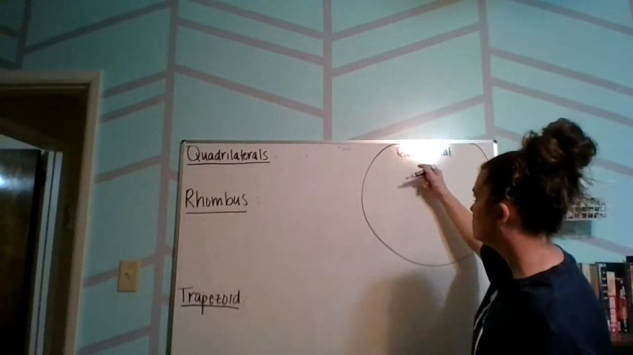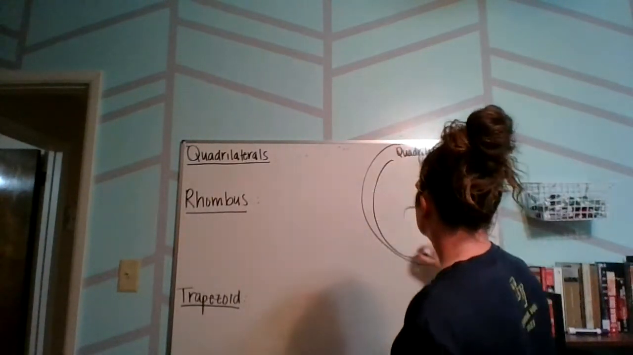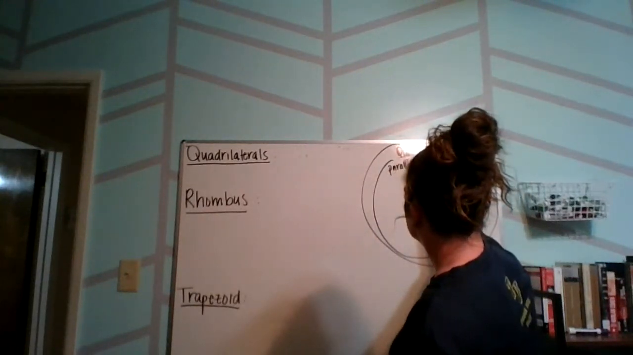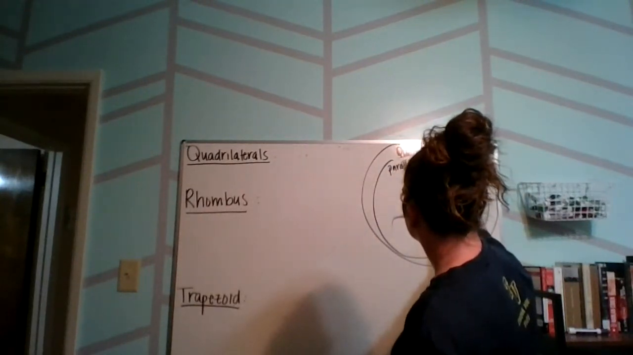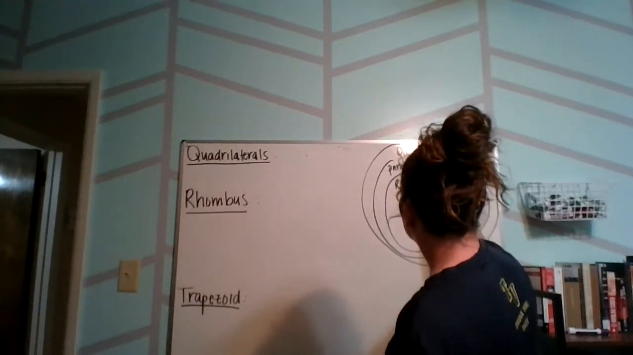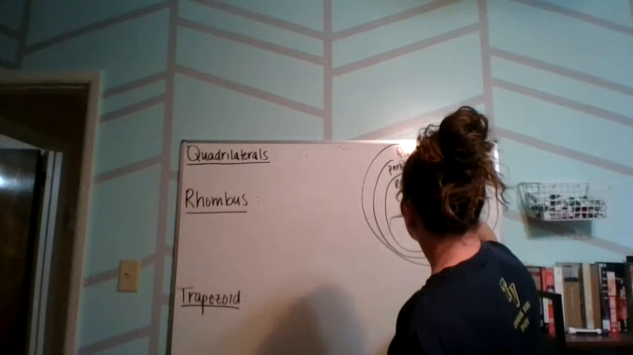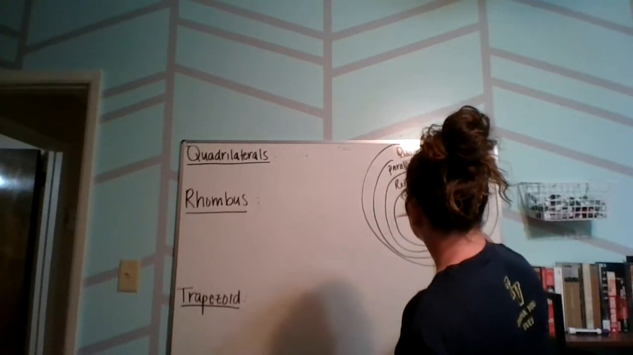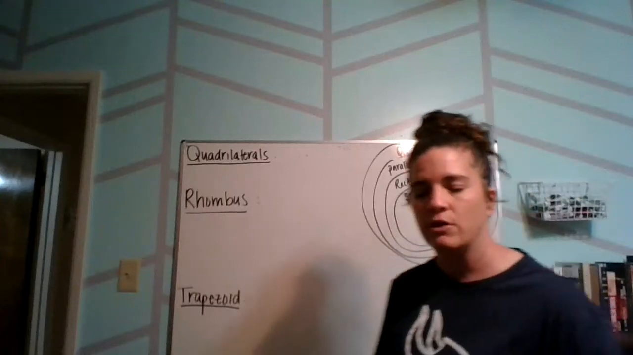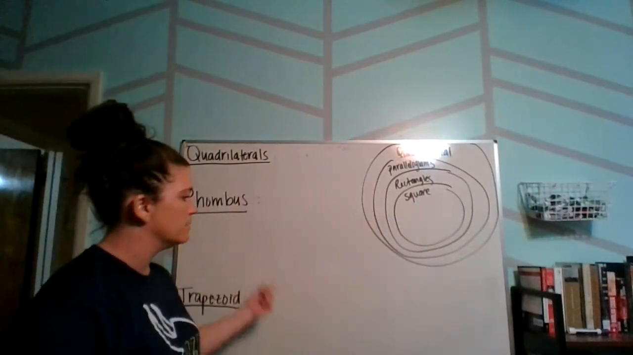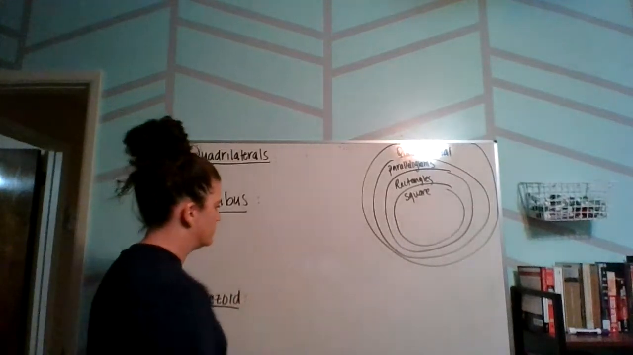Then within the quadrilaterals, we had another circle that existed with the parallelograms. And then within the parallelograms, we had rectangles. And then within those, we had a square. Okay? So those all exist as quadrilaterals because they do have 4 sides. Now we have some other ones. I should have written the word kite down here.